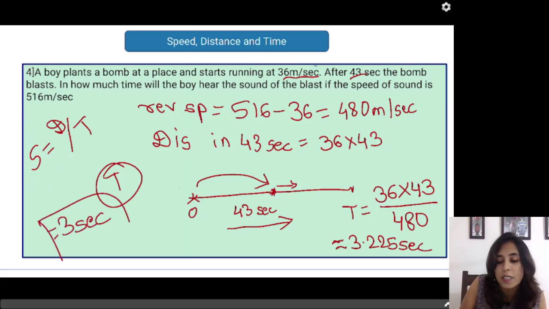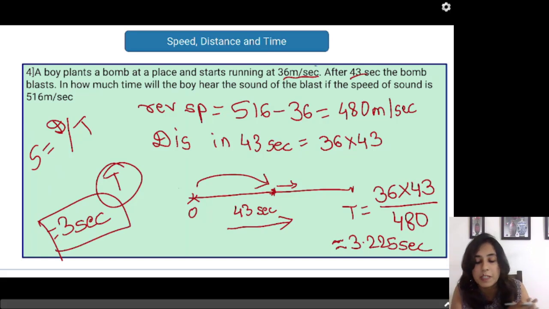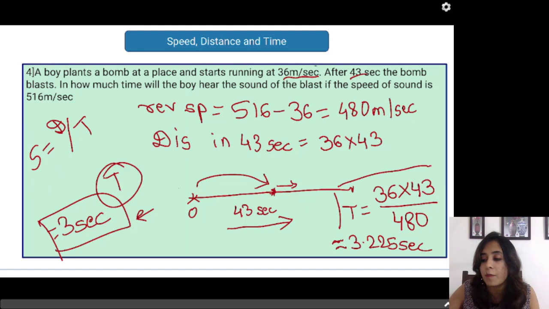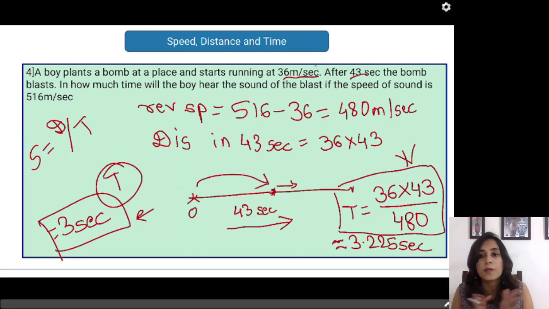The options were 3 seconds, 5 seconds, 10 seconds and 15 seconds. So the correct answer is 3 seconds. The options were very far off in this particular problem. I hope you guys have understood the concept. Even if you have come to this equation and may not have done the calculation, still it is fine. I can say that you've got some conceptual clarity.